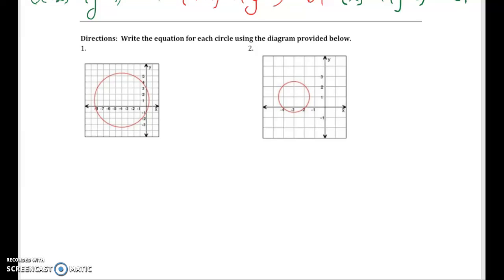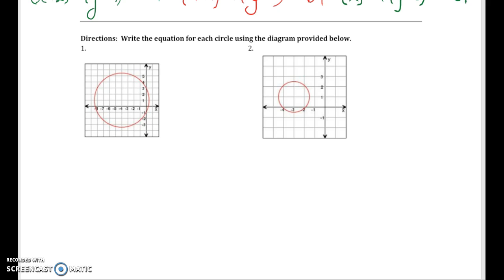Unit 10, Lesson 1, we're continuing writing equations of the circle. Before, we were given our center and our radius. In this part we are given a graph of the circle, and so we need to find our center and our radius or radius squared so that we can substitute it into the equation.